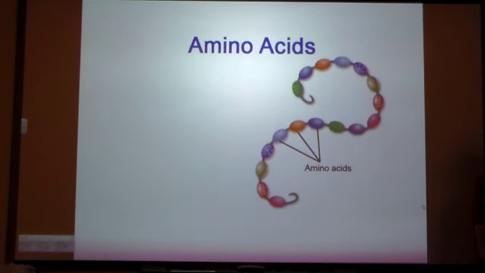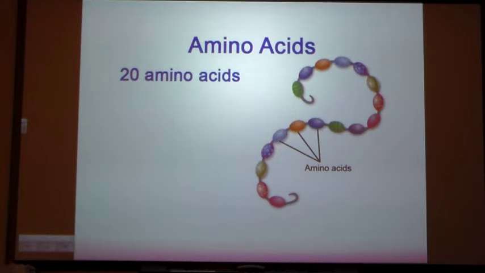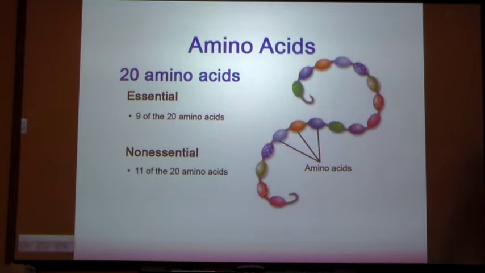Let's look a bit closer at the amino acids that make up proteins. First of all, there are 20 different amino acids that we humans need to make the proteins in our body. About half of those amino acids are essential, and about half are non-essential. You'll remember that essential means we have to eat them or drink them, because the human body cannot make them, or cannot make enough of them to fulfill our needs.